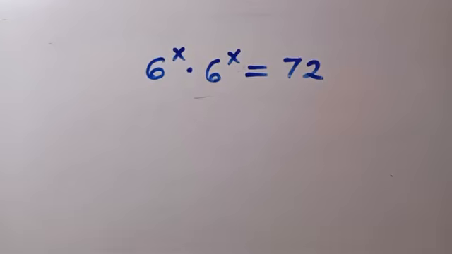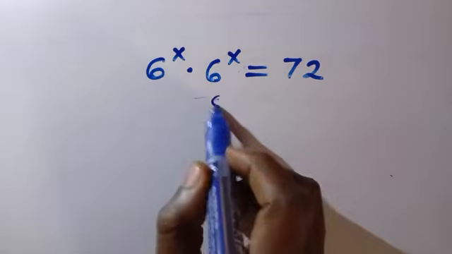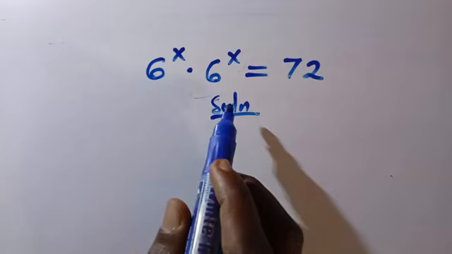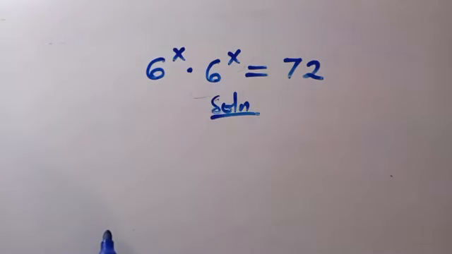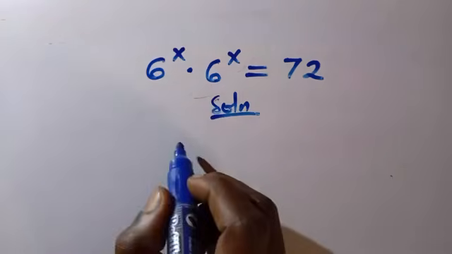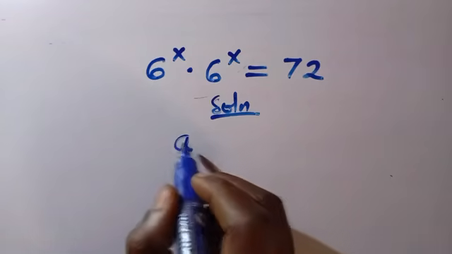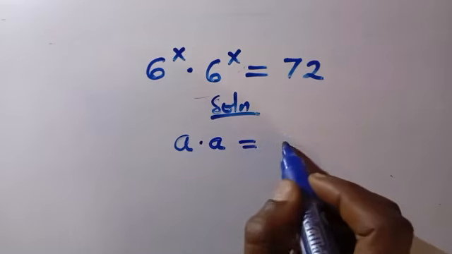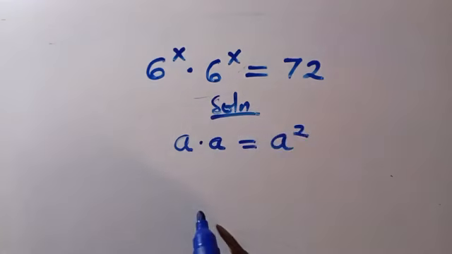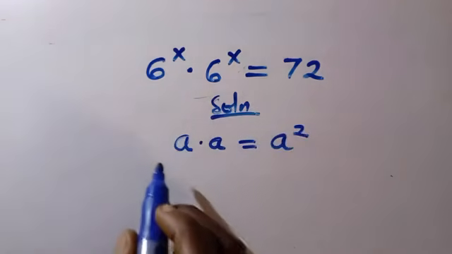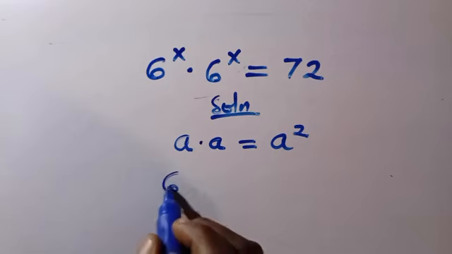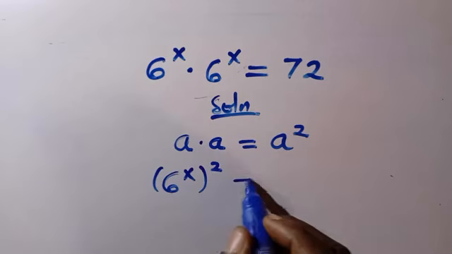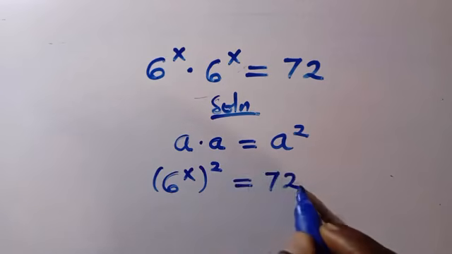How to solve these nice exponential equations. So let's see the solution from here. We are given 6 power x multiplied by 6 power x equals 72. Looking at this expression, let's relate it to a multiplied by a, which equals a raised to power 2. That is, from here, we consider this as 6 raised to power x, raised to power of 2, equals 72.